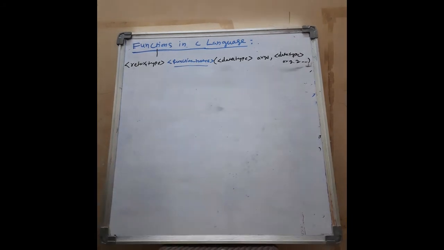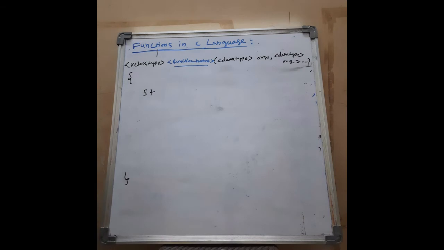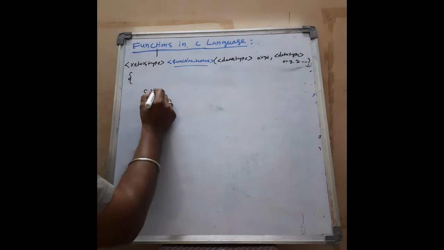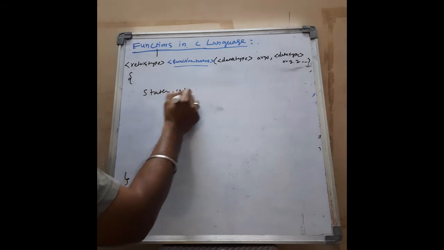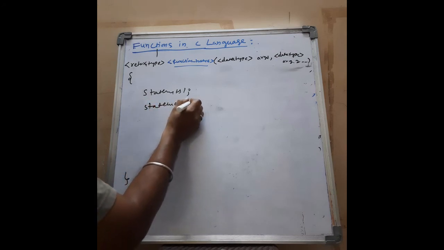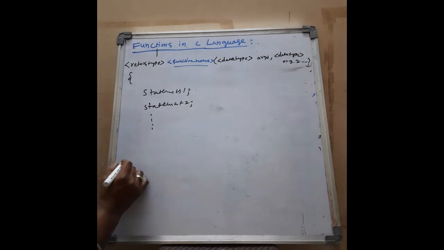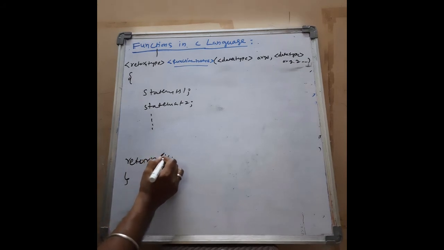And then the block beginning, open bracket and close bracket. Here, as already said, a function is nothing but a subprogram. A program consists of a group of statements: statement 1, statement 2, and so on. And we have to mention the return value in case of a return type.